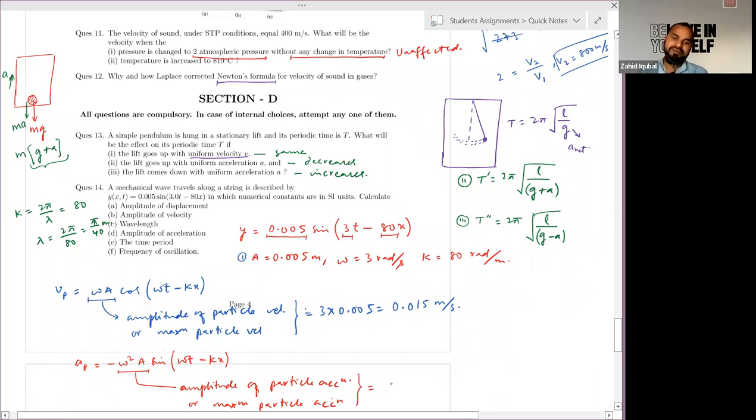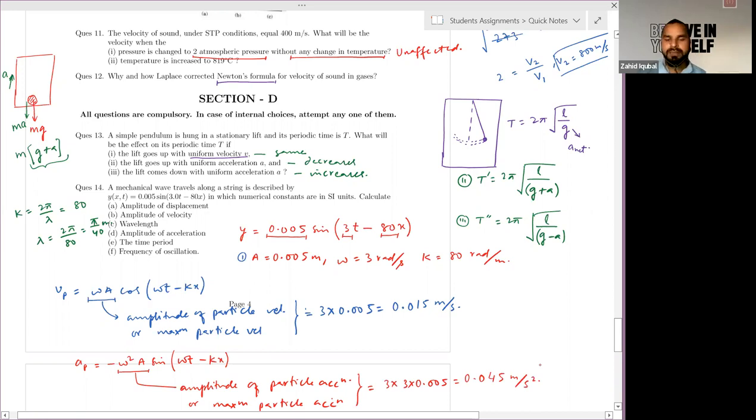If you substitute their value, omega square, that is 3 into 3 times 0.005. So 3 into 3, 9, 9 into 5, 45. So it will be 0.045 meter per second squared.